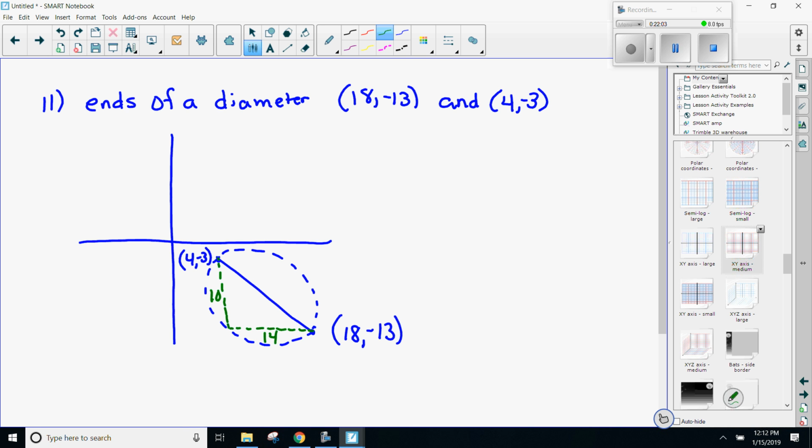Is it 5, 7, 12? 5, 12, 13. If you talk about a right triangle and you say 5, 7, 12, what's 12 squared? 144. 5 squared is 25. 7 squared is 49. If you add these two together, you don't get that. So that's not one of the Pythagorean triples that you have. 5, 12, 13 would work, and that doesn't work there.